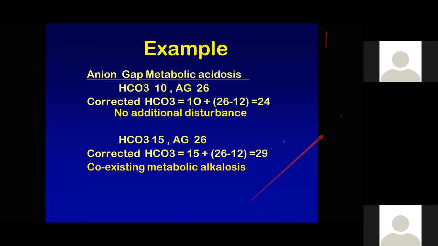Let me give you an example. The bicarbonate level is 10 and the anion gap is 26. So the corrected bicarbonate is equal to the given level, 10, plus 26 minus 12, which is equal to 24. So there is no additional disturbance present. Now the given bicarbonate is 15, but the same anion gap is 26. Then the corrected bicarbonate is equal to 29. That means this patient has a coexisting metabolic alkalosis. So this is how you can apply the formula in your day-to-day practice. Keep thinking about it and do it, and you will understand better.